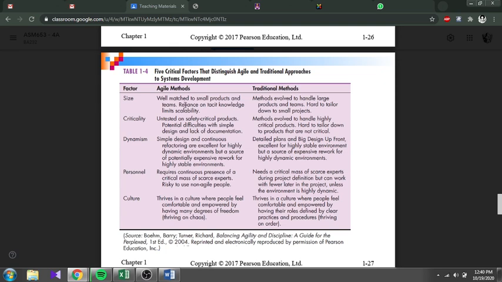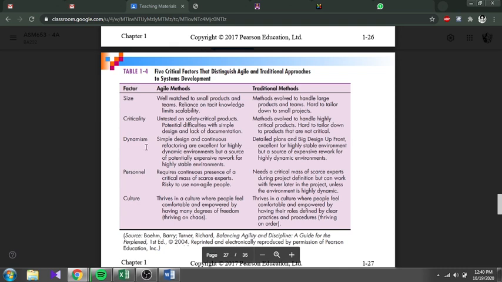On the size, Agile is well matched to small products and teams, and reliance on tacit knowledge limits scalability, while the SDLC method evolved to handle large products and teams and is hard to tailor down to a small project. So mostly Agile methodology is for when the system scope is small, and what they want to tackle is not too big, it's more specific, so they can go for Agile. You can read the rest.